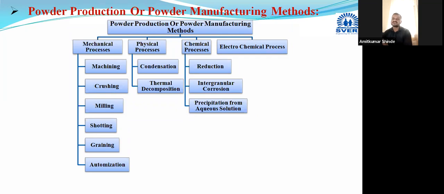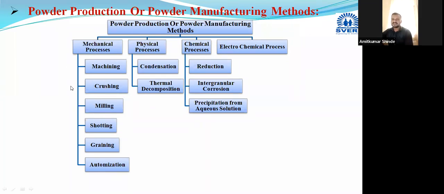Very slow cooling is required, so that we can eliminate the internal stresses created due to these mechanical processes. This is used after the completion of machining, crushing and milling on the powder. In machining and milling, the powder shape will be irregular, and in crushing, if the material is brittle, angular shaped powder particles are obtained, and if the material is ductile, flake shaped powder particles are obtained.